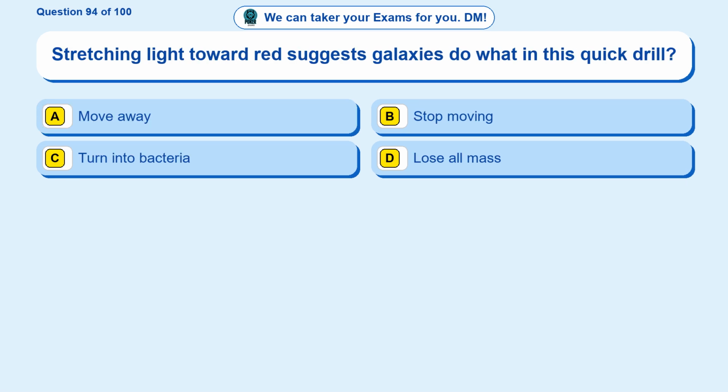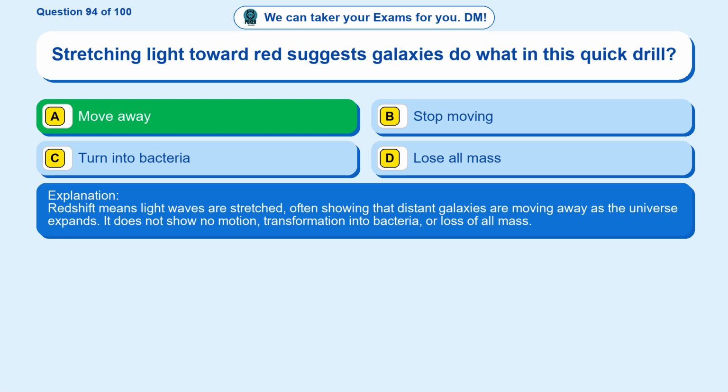Question 94. Stretching light toward red suggests galaxies do what in this quick drill? Option A, move away. Option B, stop moving. Option C, turn into bacteria. Option D, lose all mass. The correct answer is option A. Move away. Redshift means light waves are stretched, often showing that distant galaxies are moving away as the universe expands. It does not show no motion, transformation into bacteria, or loss of all mass.